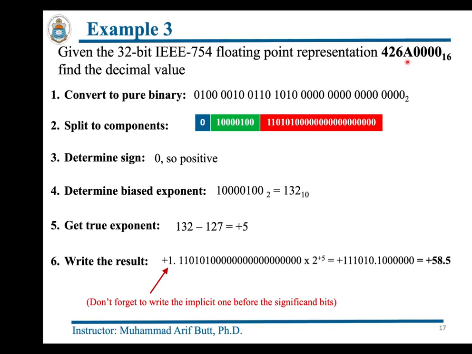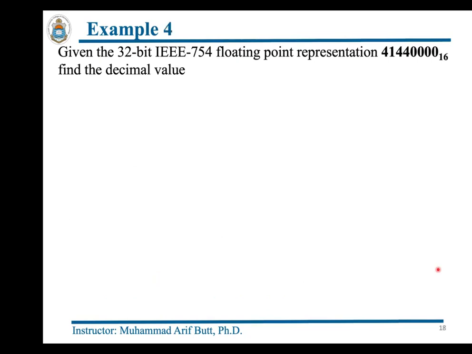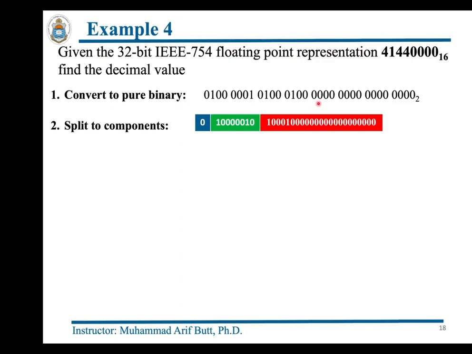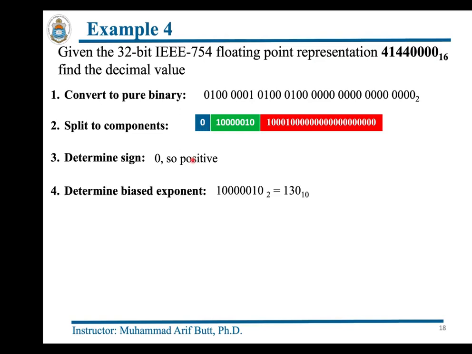So this 32-bit IEEE 754 floating point number maps to this decimal number. I hope this makes sense to you all. Let me do another example. Once again, this is the number we need to convert. We convert it first into a pure binary number. Then we split this into the components: the sign bit, biased exponent and mantissa. Since over here we have 0, that means the number is positive.